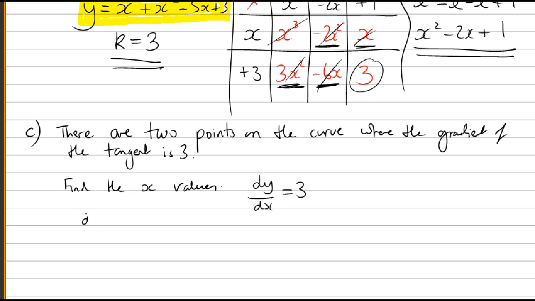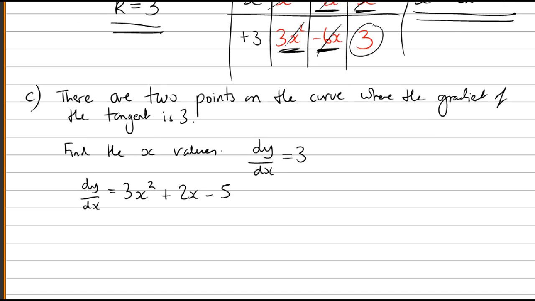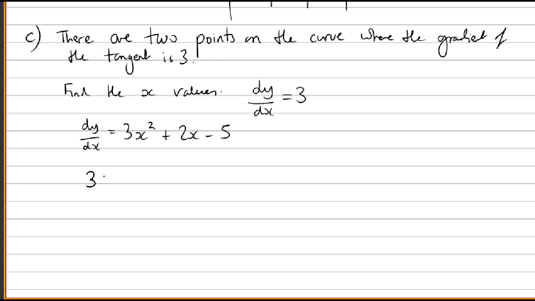So we've got dy by dx equals 3x squared plus 2x minus 5. Now, we know that dy by dx equals 3. So 3 equals 3x squared plus 2x minus 5. And let's equate that to 0. So we've got 3x squared plus 2x, and minus 5 minus 3 is minus 8. And that's equal to 0.